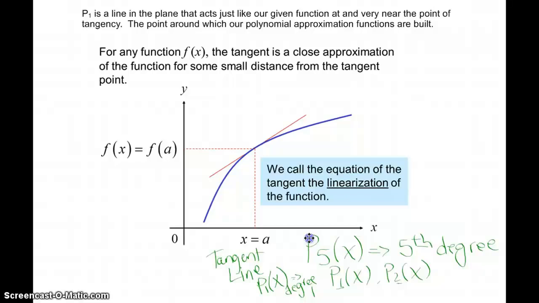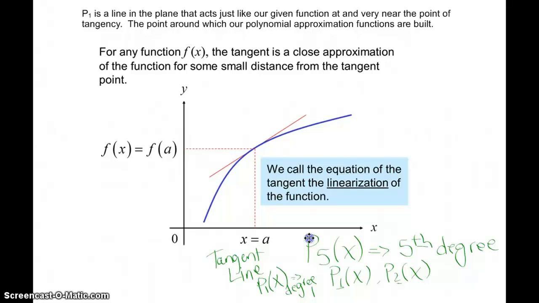In our last example for p sub 5 of x, it was built around x equals 0. So very near x equals 0, it acted just like the function. It acted like it linearly, quadratically, cubically, all the way up to the 5th degree. So for any function f of x, the tangent is a close approximation of the function for some small distance from the tangent point. Here we have f of x equals f of a.